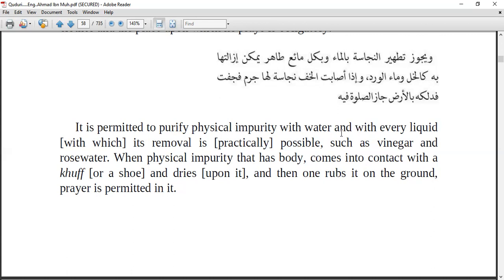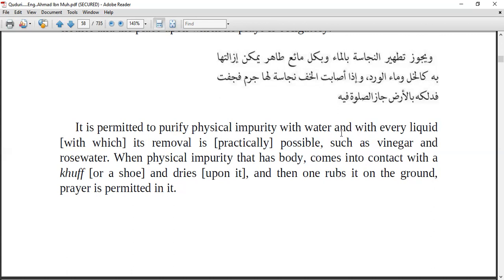Then he mentioned some examples of ma'i'un tahirun kal-khalli wa ma'il ward. For example, by using vinegar or rose water. So that's one way of removing it.